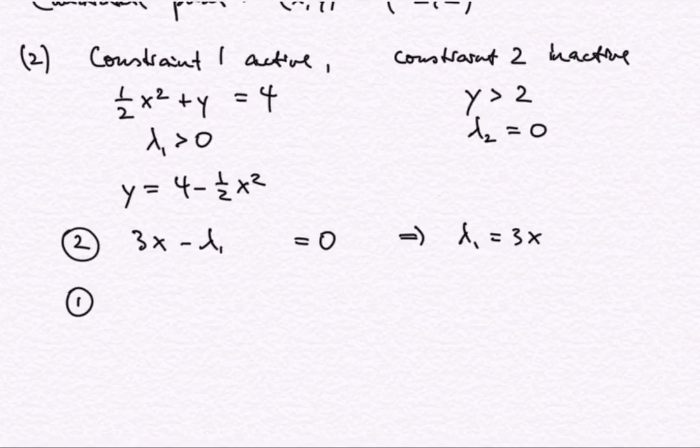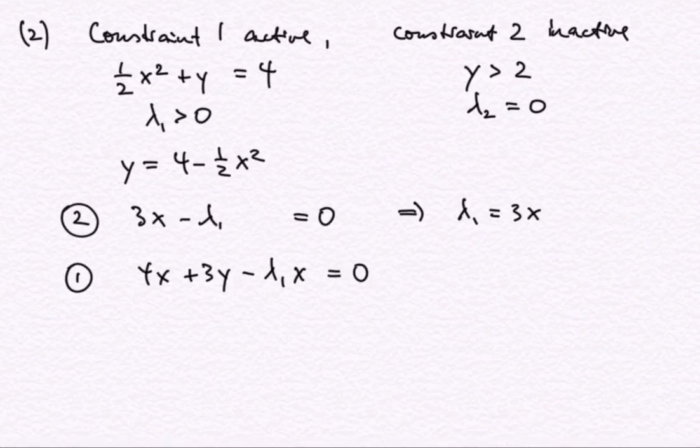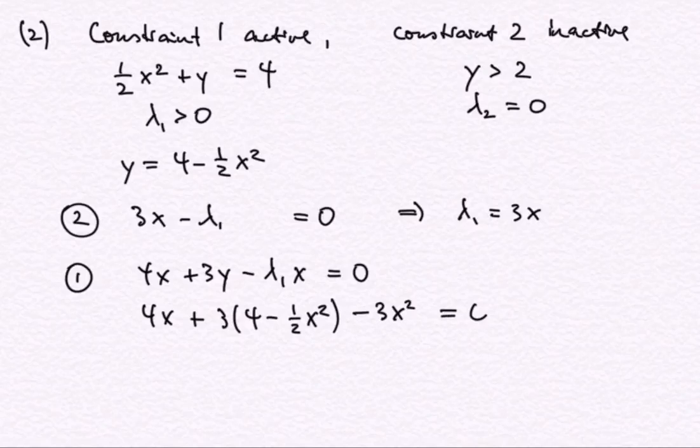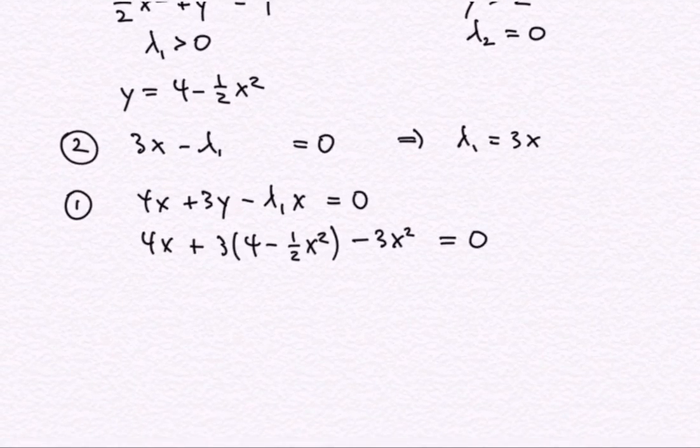I go into condition number 1, which reads 4x plus 3y minus lambda 1 x equals 0. Now I plug in for y from here. So I get 4x plus 3 times 4 minus 1/2 x squared. You can see what I'm doing. I'm repeatedly substituting so that I get one equation and one unknown. So here I'm shooting for one equation in x. Lambda 1 I found to be 3x, so minus lambda 1 times x is minus 3x squared, equal to 0. This certainly is one equation in x that I know how to solve.